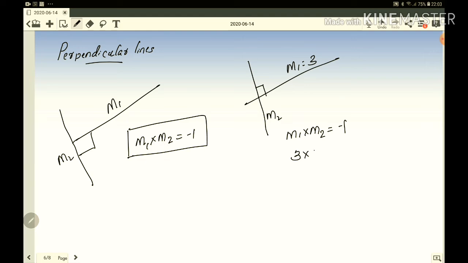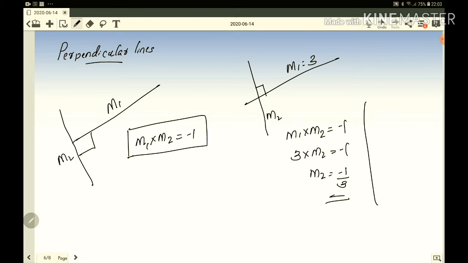M1 times M2 is equal to minus 1. Then solve it. M2 is equal to minus 1 over 3. This is how we are finding the missing gradient. You understand? Most of the cases you will get questions from perpendicular lines rather than parallel lines. So it is very important.